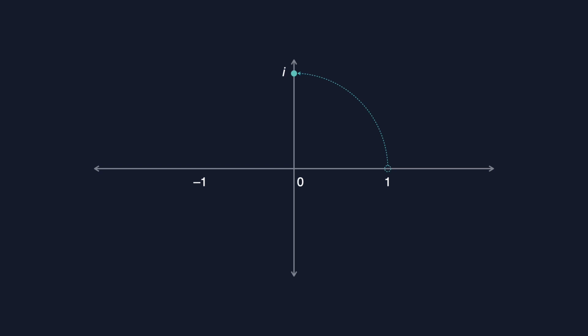So what exactly is I? Well, I is a number we just created out of thin air. We called it an imaginary number, and we just defined it such that I squared equals -1. It really is that simple.